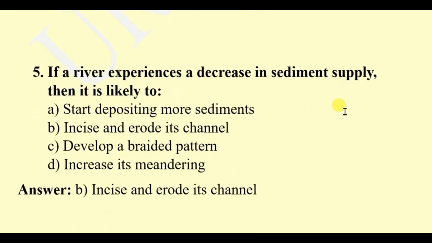Question 5. If a river experiences a decrease in sediment supply, then it is likely to start depositing more sediments, incise and erode its channel, develop a braided pattern, or increase its meandering. Here the right answer will be incise and erode its channel. With a decrease in sediment supply, only water will flow. If only water flows, then the energy to transport sediment is not used. If the energy is unused, then that energy will incise or erode its channel, it will not be lost. So the more the energy, the more will be the erosion.